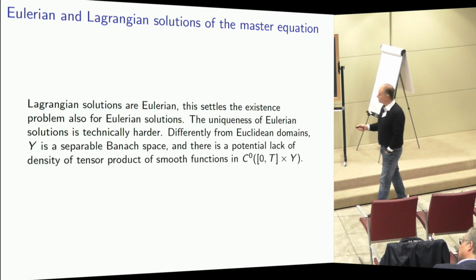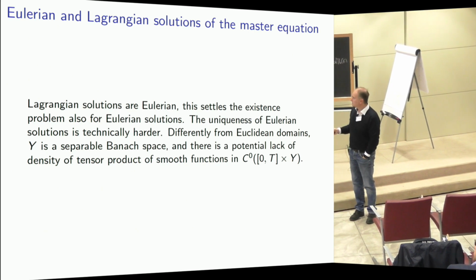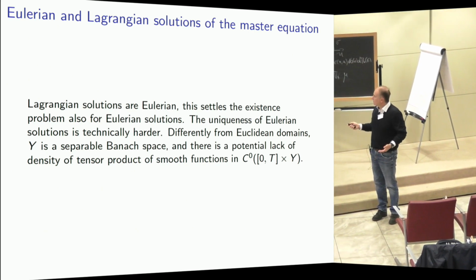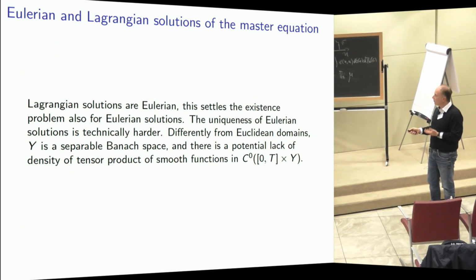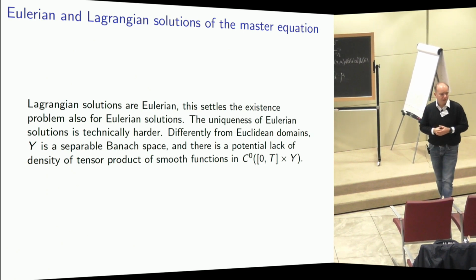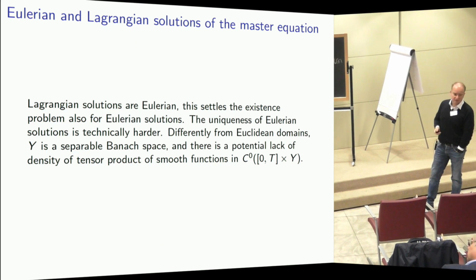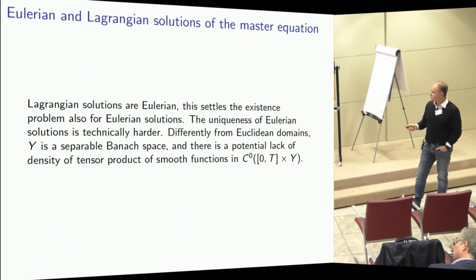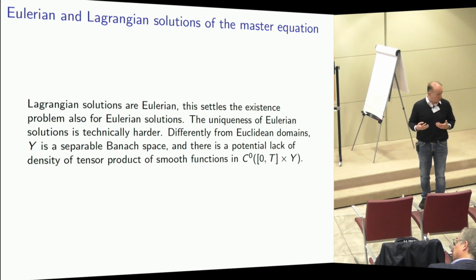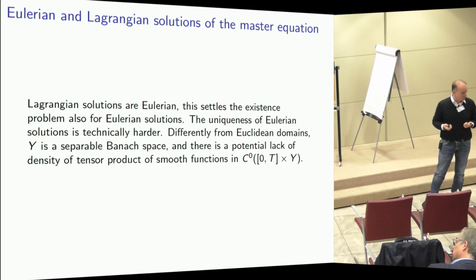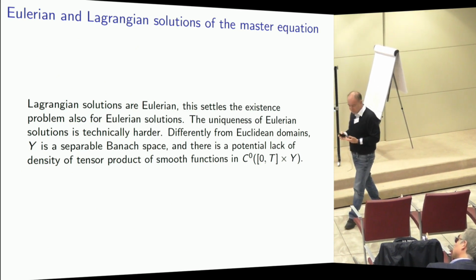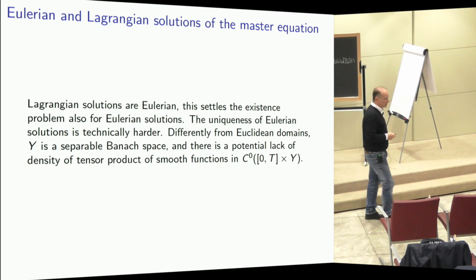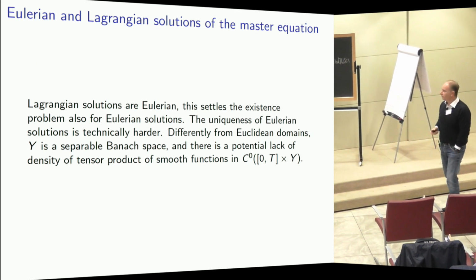And the reason is that, differently from Euclidean domains, Y is a separable Banach space, and there is potential lack of density of tensor product functions of smooth functions in the space C0 of [0,T] times Y. So it's not obvious. In Euclidean space, you can, in a certain sense, approximate continuous functions by tensor products, and this cannot be done in general whenever you have a general Banach space. The reason is that on Euclidean space you have polynomials that you can use, and here you do not. And so the two notions are not obviously equivalent.